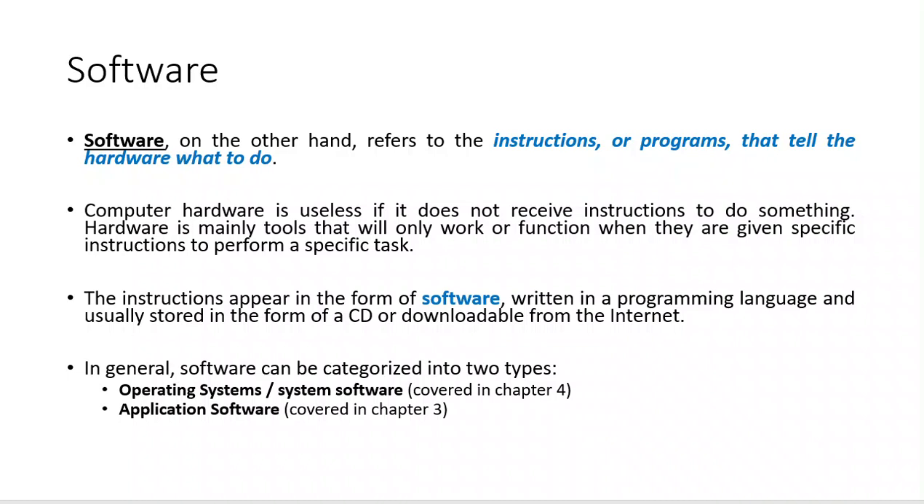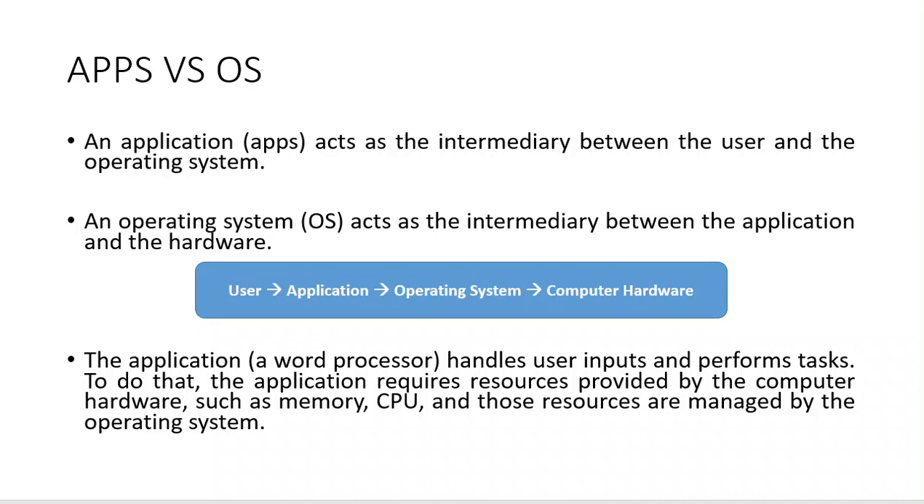In general, software, as I said, can be categorized into OS, operating system, ataupun system software, and then application software. So apps versus OS, and application apps acts as the intermediary between the user and the operating system. Okay, contoh apps macam Microsoft Word, Microsoft Office semua tu adalah application. Okay, operating system acts as the intermediary between the application and the hardware. So OS ni adalah basic untuk kita installkan program lain. Okay, supaya program lain tu, application software can interact with the hardware.